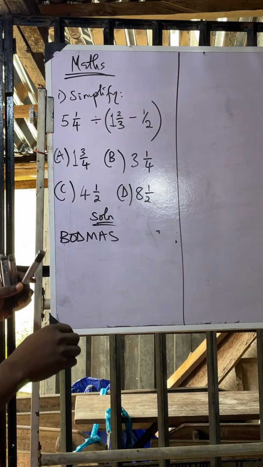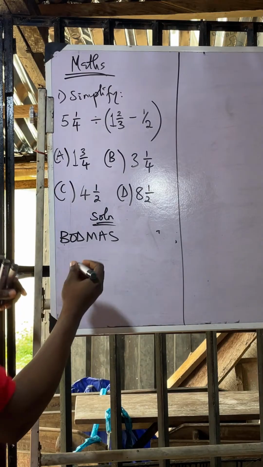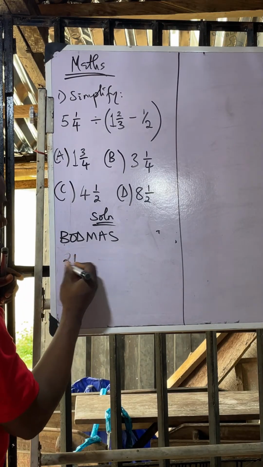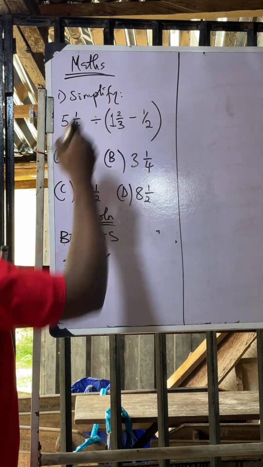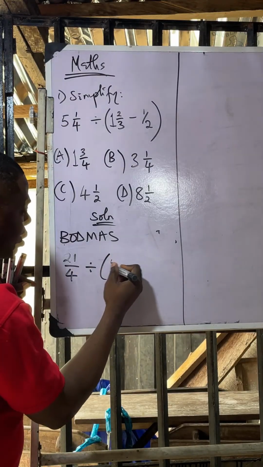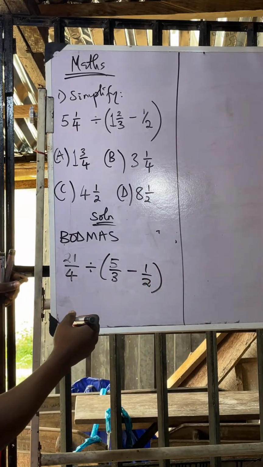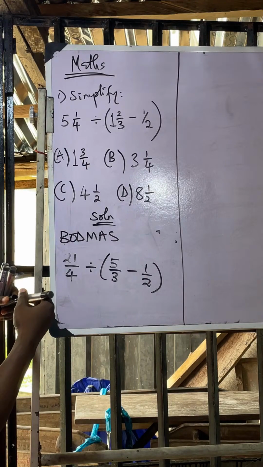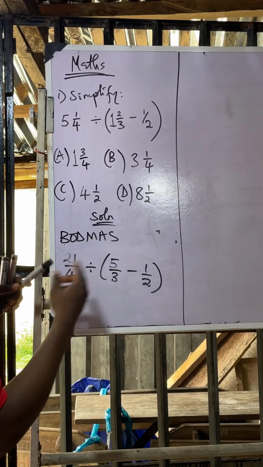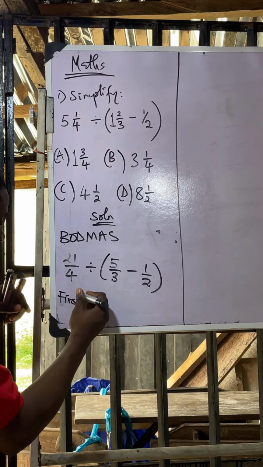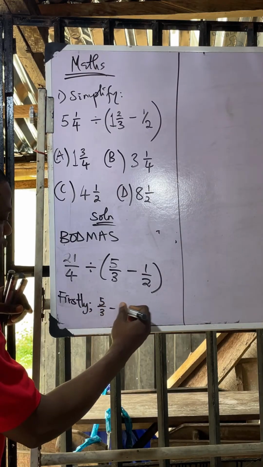4 times 5 is what? 20. 20 plus 1, we have it as 21 over 4, divided by, open bracket, 3 times 1 plus 2, 5 over 3 minus 1 over 2. Are you seeing it now? Minus 1 over 2. Now, don't forget you have to settle your bracket term first. We have 5 over 3 minus 1 over 2.